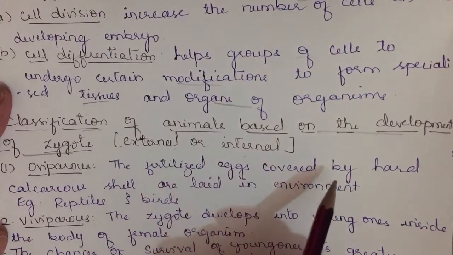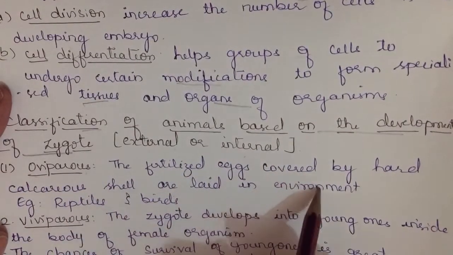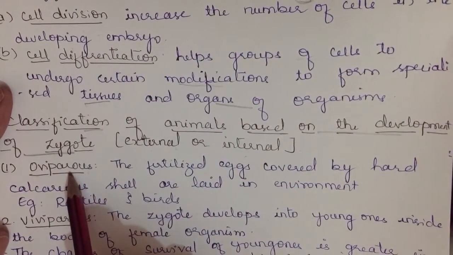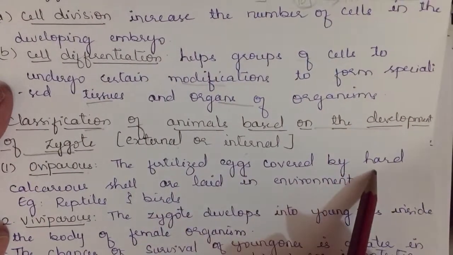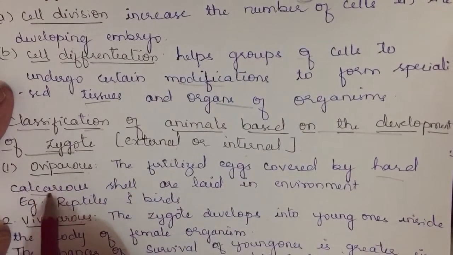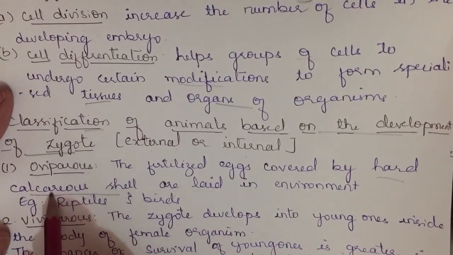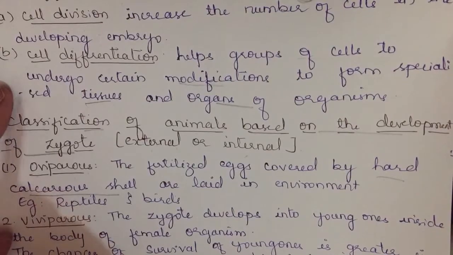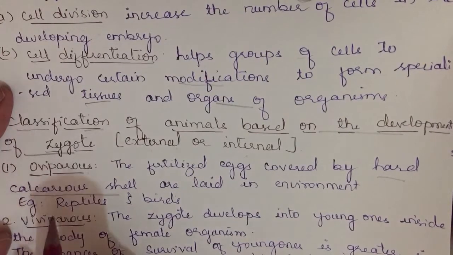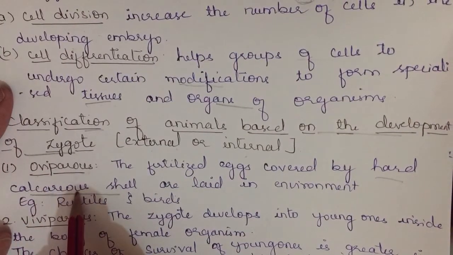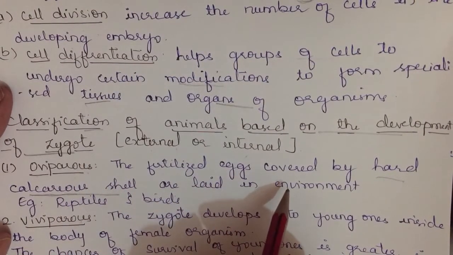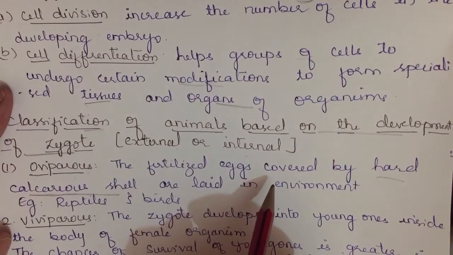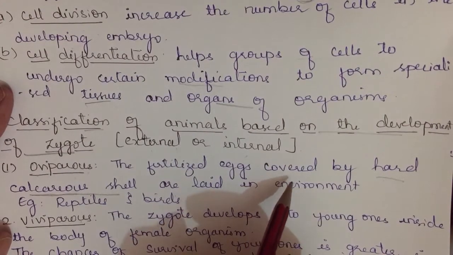The fertilized eggs covered by a hard calcareous shell are laid in the environment, which means in oviparous, eggs are laid and those eggs are fertilized and covered by a hard calcareous shell. Hard calcareous shell means this shell is made up of calcium. You might have seen that outer layer of an egg that is whitish in color. It is nothing but the calcareous shell because it's made up of calcium. They are laid in the environment in a safe place. Where these organisms find a safe place, they will lay the eggs.